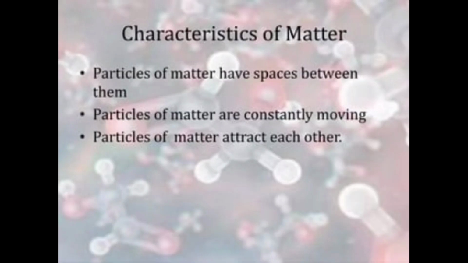We know that matter is made up of small particles, and all these particles have some characteristics. Those are: particles of matter have space in between them, particles of matter move continuously, and the third one is particles of matter attract each other. Let me explain the characteristics of particles with examples.